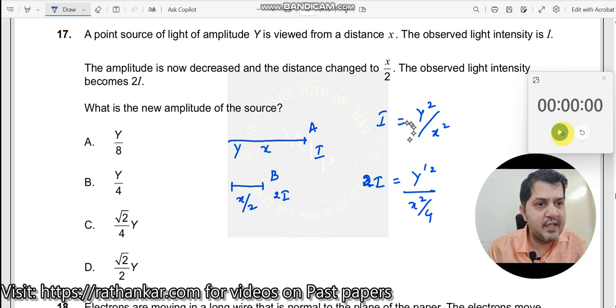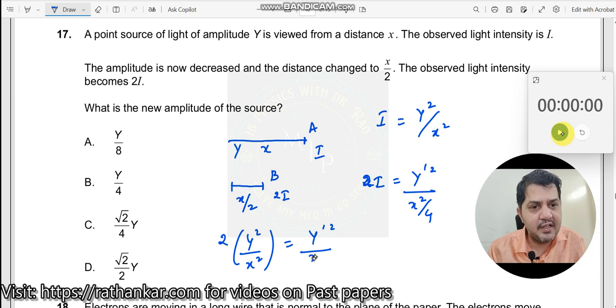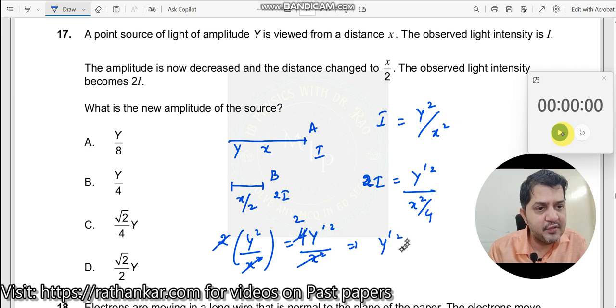Now I can equate this. I will take this value and substitute here. I will write 2 into y square by x square is equal to y dash square divided by x square, and this 4 goes upwards. It becomes 4 over here. Okay. So this x square goes away. 2s are, 2s go away. So it implies y dash square is equal to y square divided by 2, or y dash is equal to y by root 2, which is the right option here.